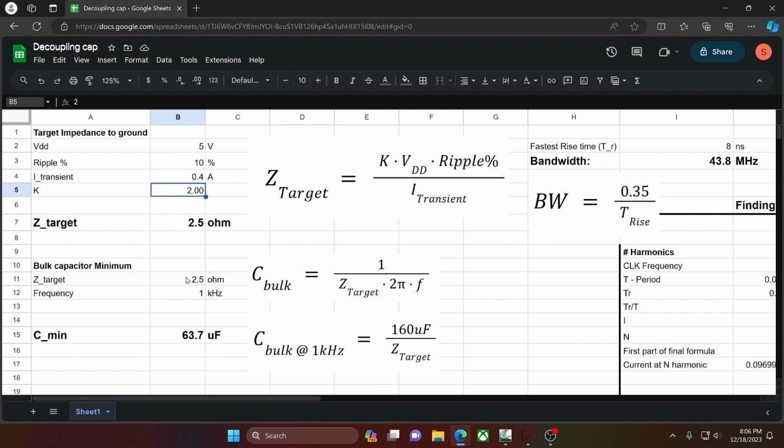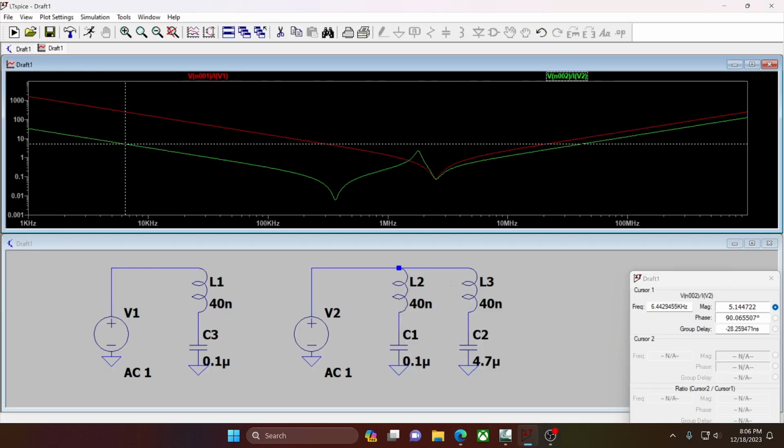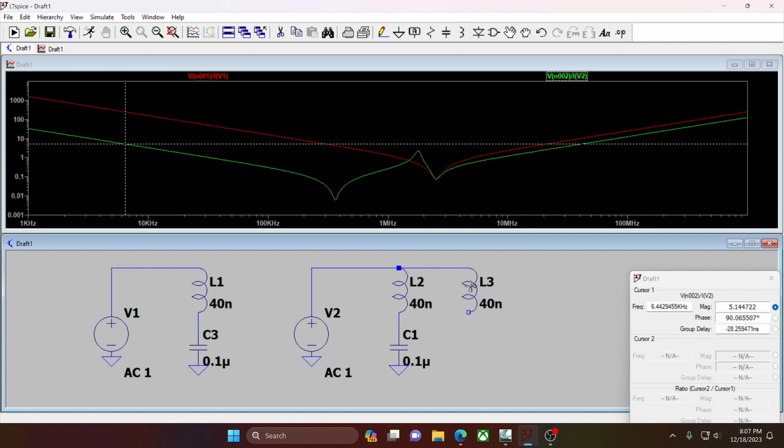So I found another formula, because you're going to need a bulk capacitor for those really low frequencies. So the formula, remember I said 1 kilohertz is fine. So if you target that, that becomes 160 microfarads over your target impedance. So it's pretty easy to remember. So in this case, we've got 64. So let's go back. Okay, now what we're going to do is we're going to go back to our original.